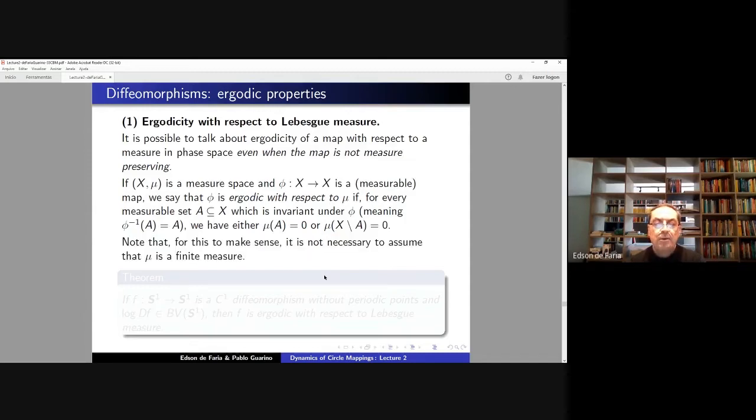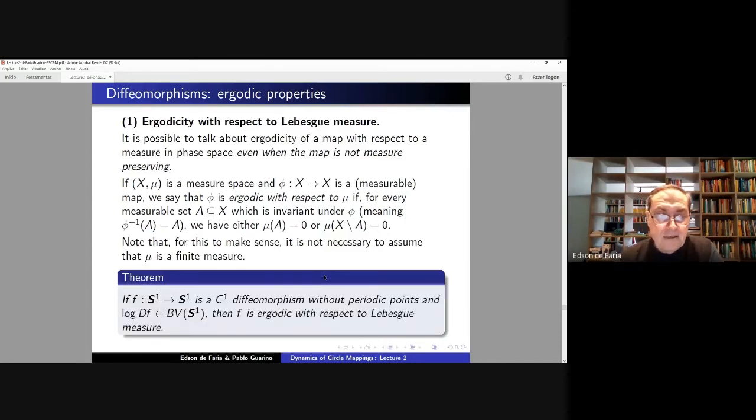Now it's not necessary to even assume that mu is a finite measure. It could be a sigma finite measure, no problem. Okay, the notion still makes sense. But in any case, for us, what's true is this theorem: if you have a C1 diffeomorphism of the circle which has no periodic points, and if the logarithm of its derivative is a function of bounded variation on the circle, then f is ergodic with respect to Lebesgue measure, which is not invariant unless f is a rotation.